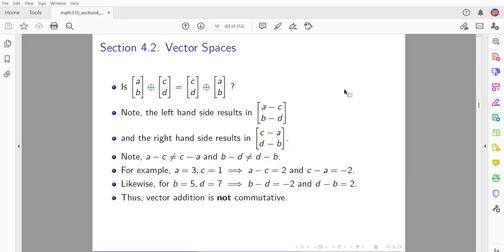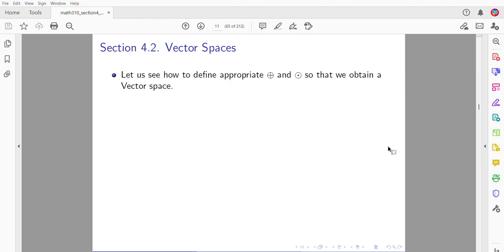In other words, I don't even have to check the rest of the properties. My given set with those given operations, ⊕ and ⊙, does not form a vector space. So how do we define ⊕ and ⊙ so that we do obtain a vector space? So start with the same set, 2 by 1 vectors, columns, that is with entries from the real numbers.